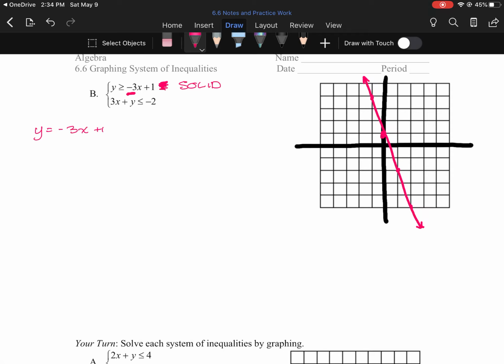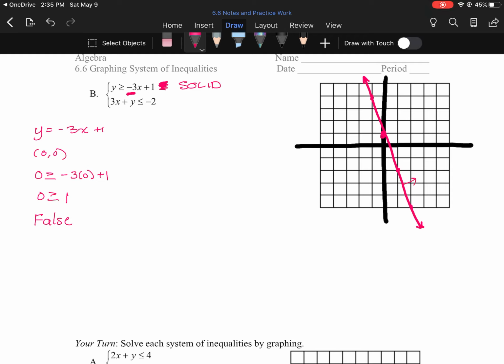All right, now to pick a test point. It does not go through 0, 0. It's close, but it doesn't go through it, so we can still choose that. So this says 0 is greater than or equal to -3 times 0 plus 1. So 0 is greater than -3 times 0 is 0, plus 1 is 1. Is 0 bigger than 1? Well, that is false. All right, so I'm not going to shade the side that contains 0, 0.